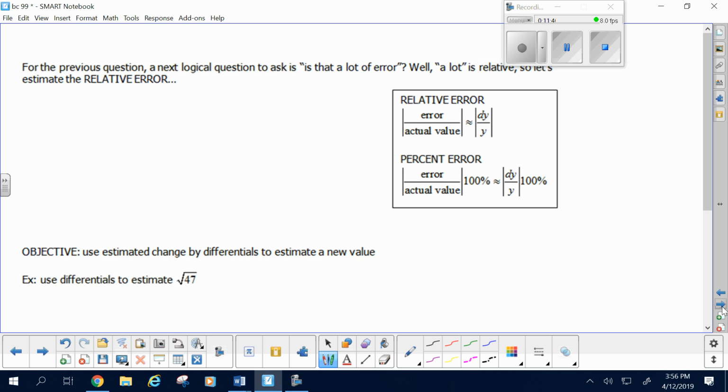But if you were finding the volume of the sun and you were off by 900 cubic centimeters, that wouldn't be a lot of error. So the answer to that question of, is it a lot, is, well, it's relative. It relates to what you're measuring. So often after you estimate the error, you then relate it to what you're measuring to say, is that a lot of error?